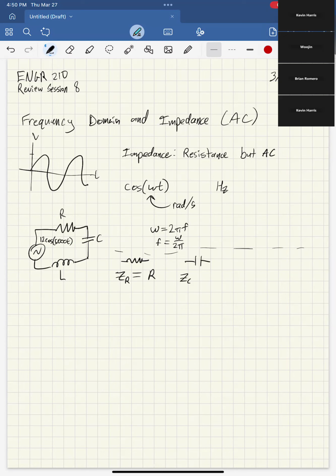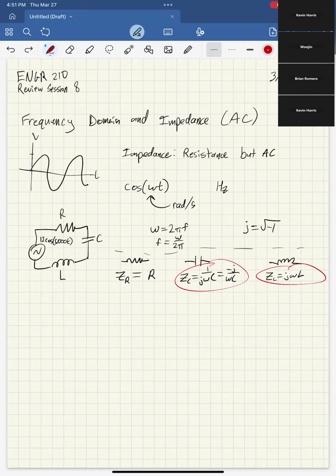The impedance of a capacitor is equal to 1 over J omega C, where J equals the square root of -1. We call it J in electrical engineering because I is already used up by current, and we don't want to get confused with our variables. That is the same as -J over omega C. And for inductors, it is Z_L equals J omega L. These are the only things you need to know, really. It's just this and this.